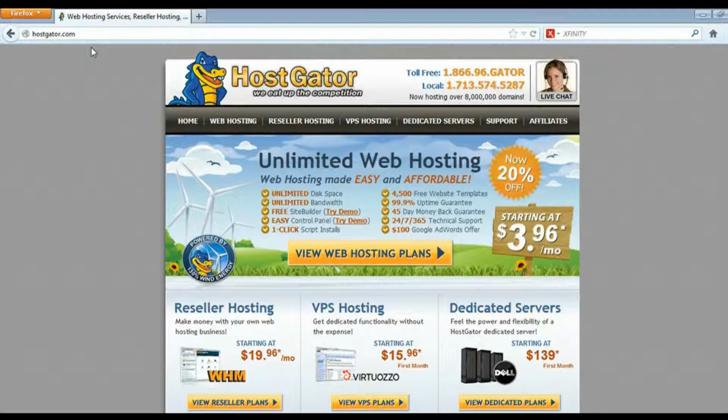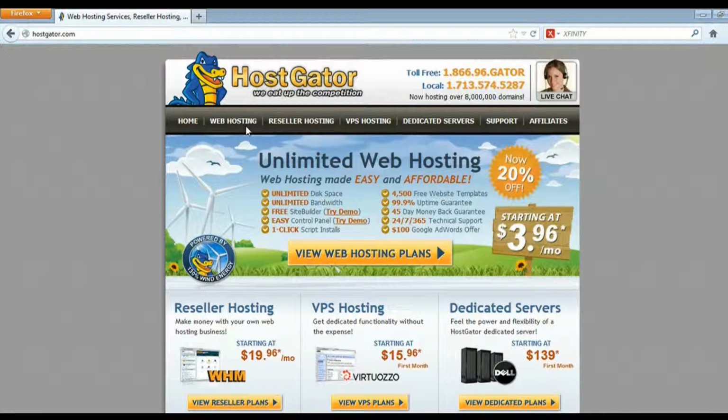So the first thing you're going to do is go to hostgator.com. So go right on over to hostgator.com. It's going to look like this when you get there, and I'm going to take you through the process here of comparing your web hosting options so that you understand which web host you should go with and the pros and cons of each one.